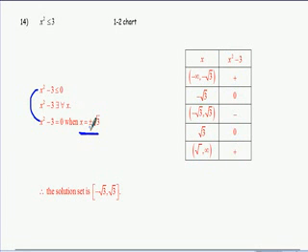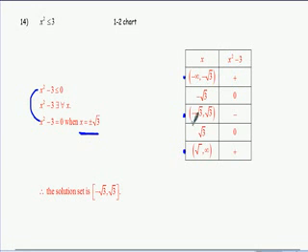So at this stage, you select numbers on each of the intervals that we found, and you plug them into the expression x squared minus 3. Say I take a number on the interval negative infinity to negative root 3. I choose negative 10, for instance. That would be less than negative root 3 for sure. I plug in negative 10. Well, negative 10 squared would be 100, minus 3. That gives me a positive result. So that's where this little plus sign is coming from.